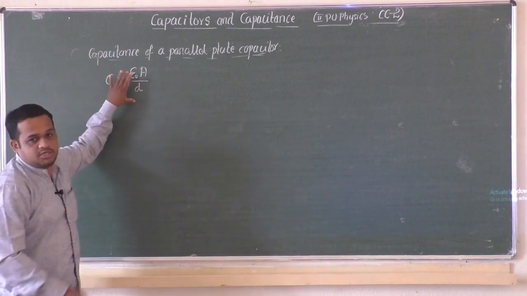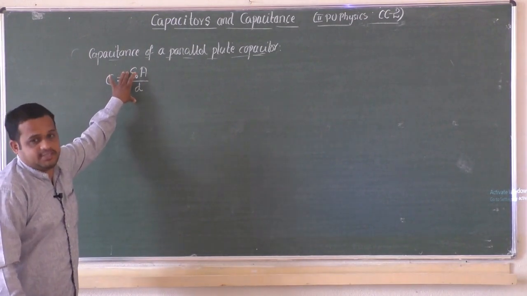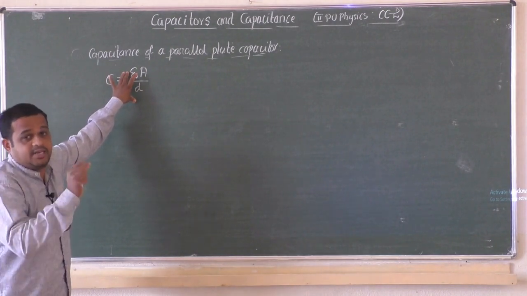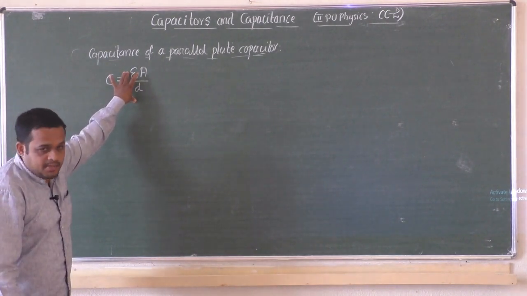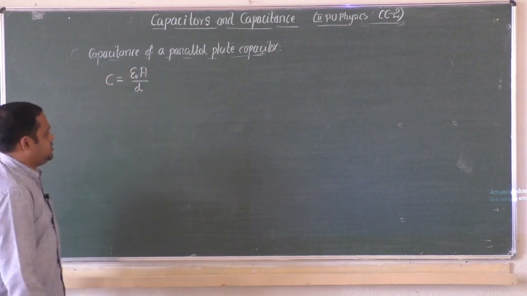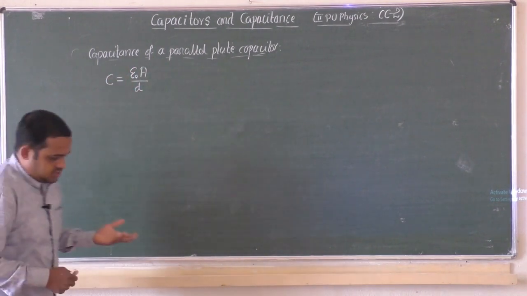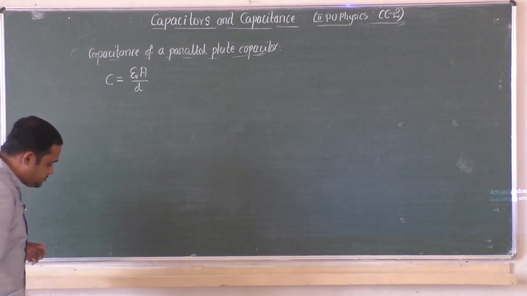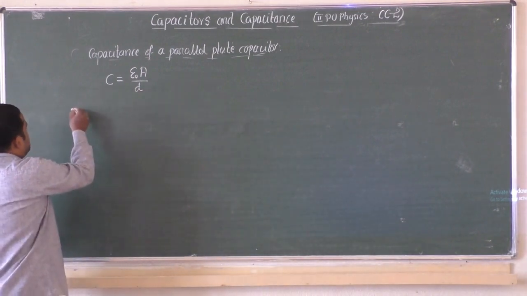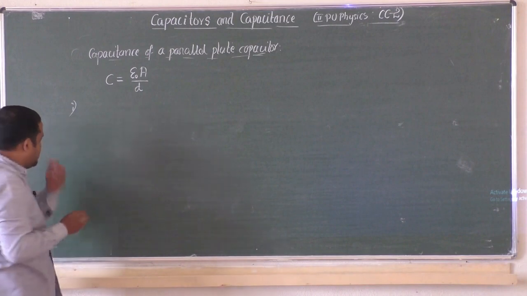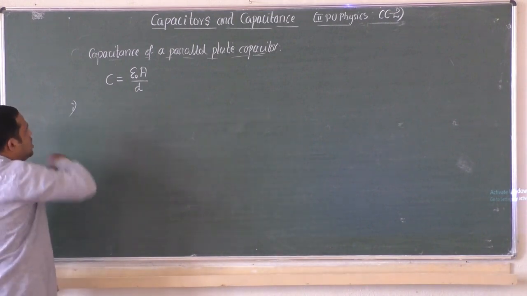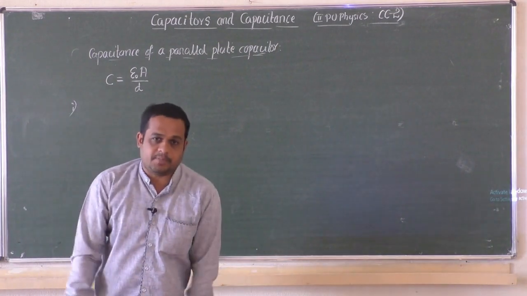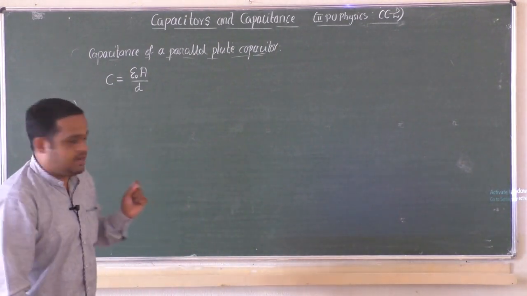Now this derivation is important from the point of view of board examination. You can expect that derivation for 3 marks. Derive an expression for capacitance of a parallel plate capacitor, important derivation. Next 2 more questions we can expect from this part. Another question in this part is, on what factors does the capacitance of a parallel plate capacitor depend?